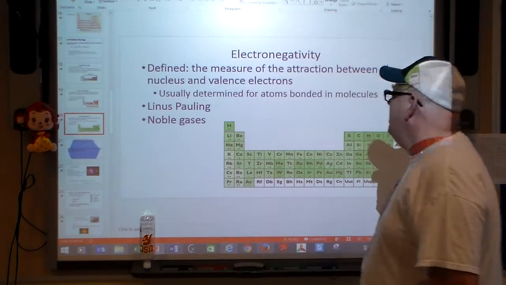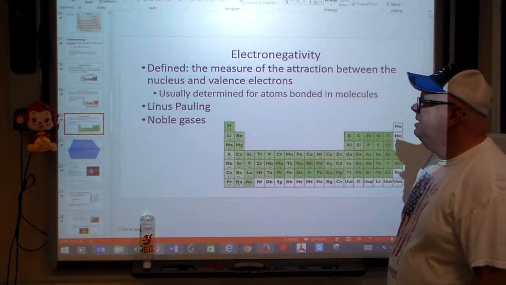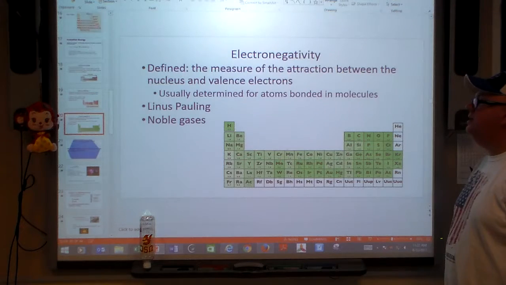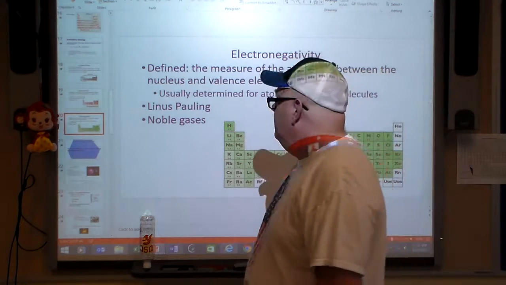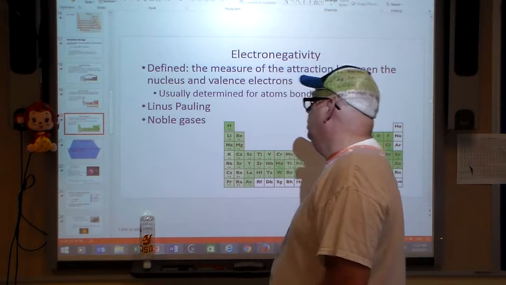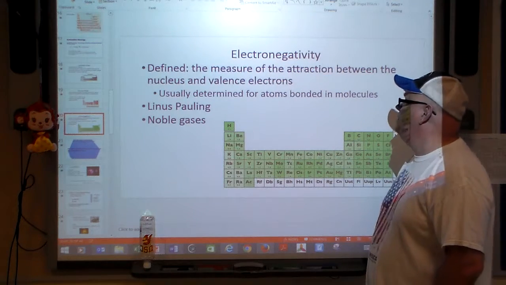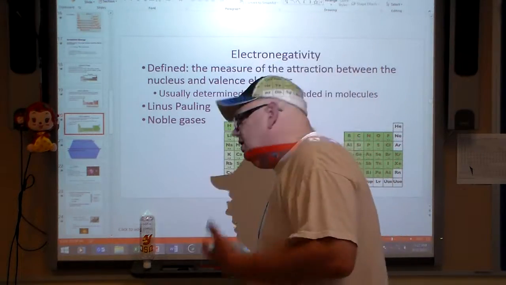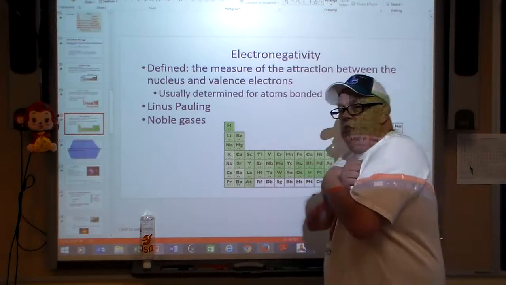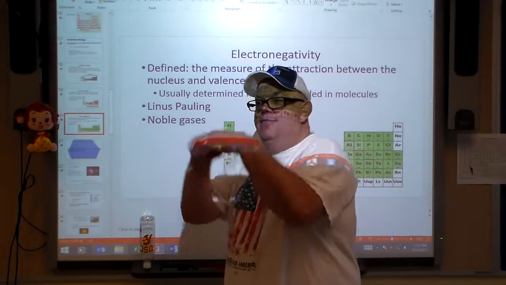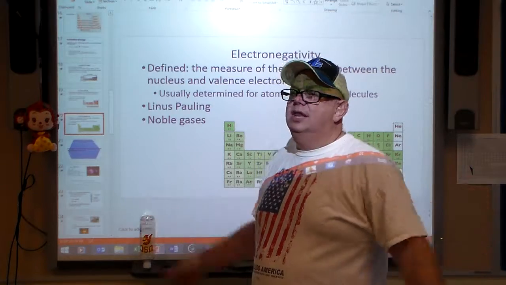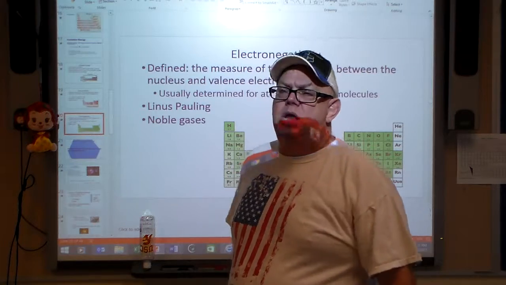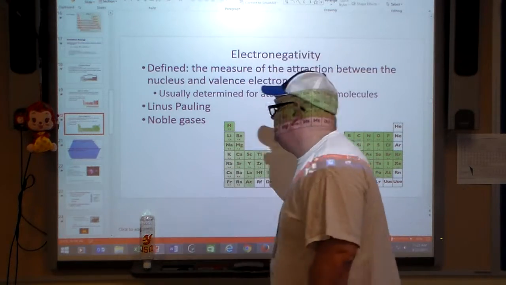Now, electronegativity, this is a little bit different. This is defined as the measure of the attraction between the nucleus and the valence electrons. Okay? And usually it's determined for atoms bonded in molecules. And this is kind of an important thing. The higher the electronegativity value, that means there's more attraction between the nucleus and those outermost electrons, those valence electrons. The lower the value, I'm not really that interested in it. But I still have some interest.